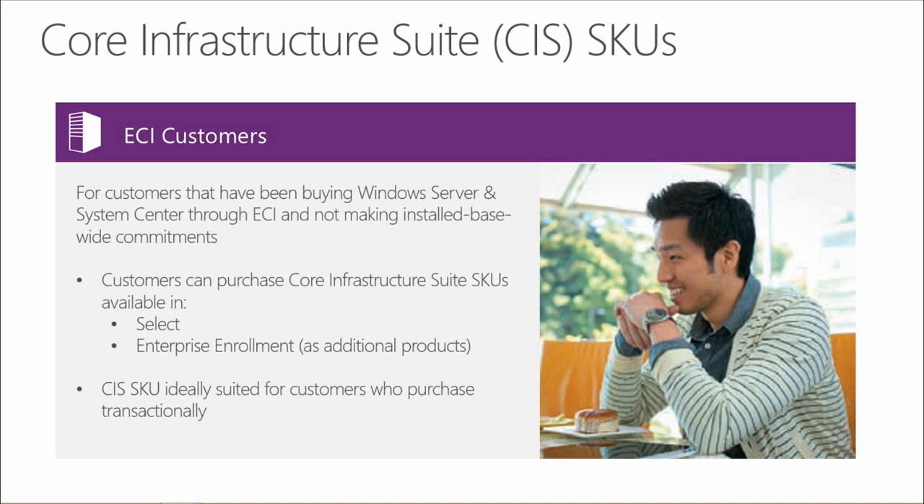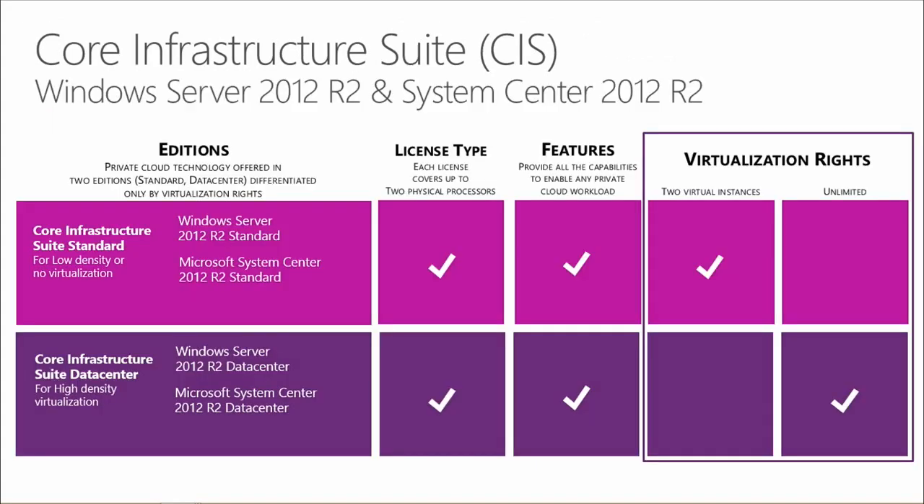Customers that have been buying Windows Server and System Center through the Enrollment for Core Infrastructure, ECI, and not making install base-wide commitments moving forward can purchase Core Infrastructure Suite SKUs in Select or as additional products under the Enterprise Enrollment. This option is ideally suited for customers who purchase transactionally.